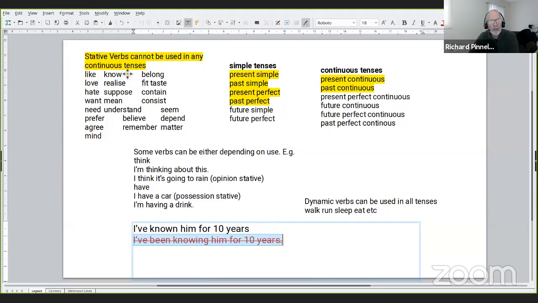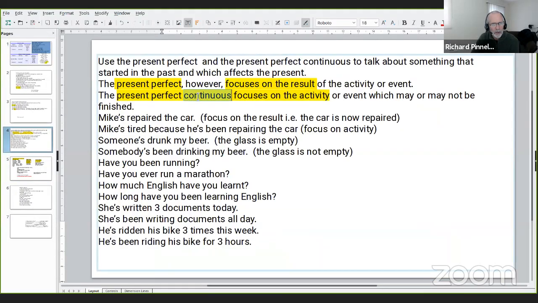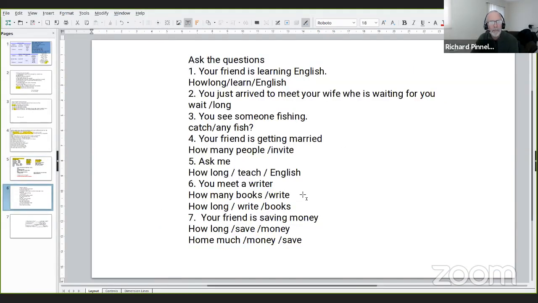So all of these verbs here are what we call stative verbs, like know, belong, love, realize, fit, taste, hate, suppose, contain. You cannot use them in the present perfect continuous or any continuous tense. This came from another class, but I just wanted to add it here because we're dealing with 2 tenses, and one of them is continuous. So that's everything for this class. Now we've got some questions.